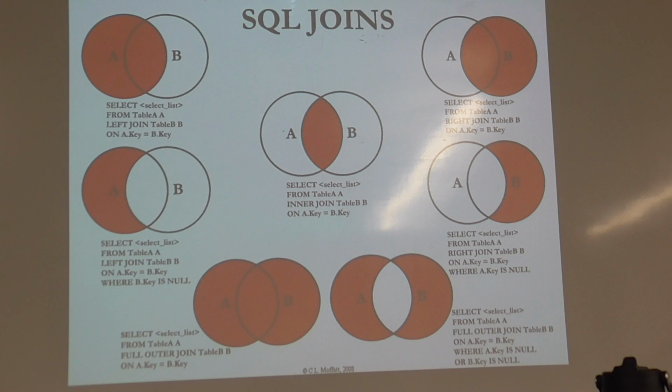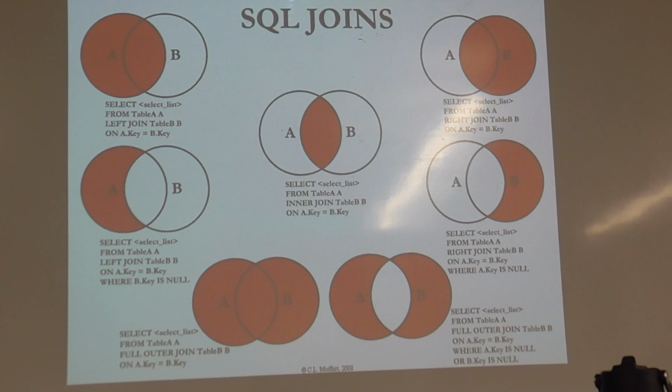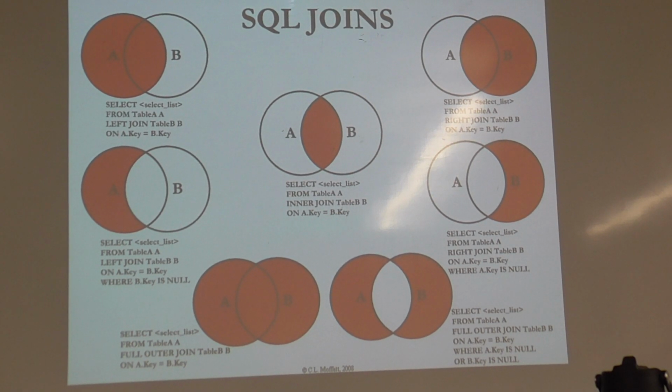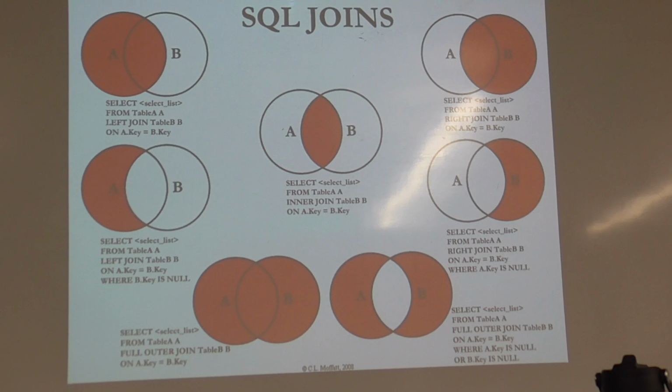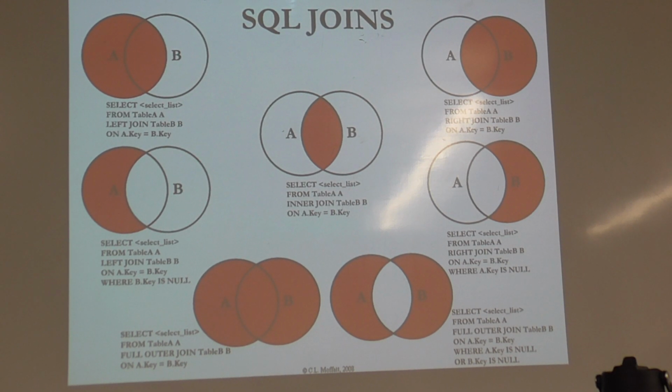This guy in the middle, this is an inner join. It gives you all the elements of A and B which overlap, right? Left join gives you all of A plus all of the B's that overlap with it. Right join, all of the B's plus all of the A's that overlap with it. Full outer join, everything in A, everything in B, and also the things that overlap between A and B.